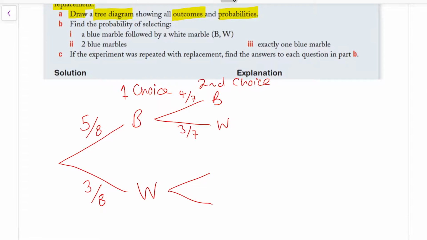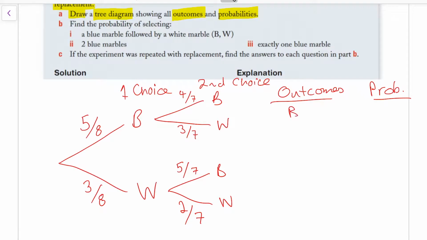When I pick a white marble, there's still 5 blue, but there's only 7 marbles left in total. Because I picked a white, now there's only 2 white marbles left out of a possible 7. Hopefully you felt comfortable with that and you can see how I'm getting my numbers, because I'm not putting the marble back in the bag. I've removed it. So we then list our outcomes and then we're listing our probabilities.